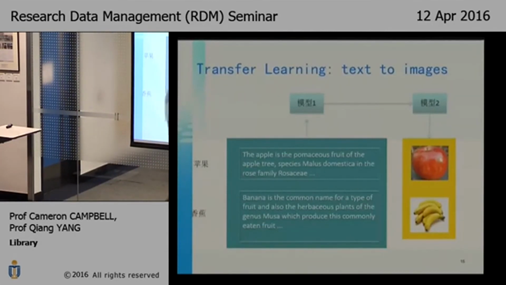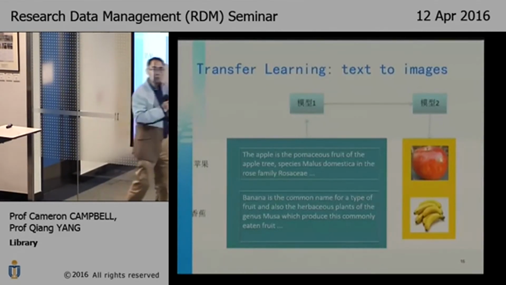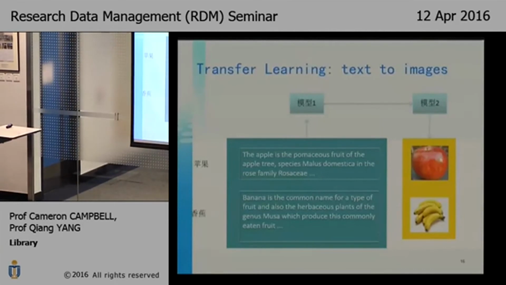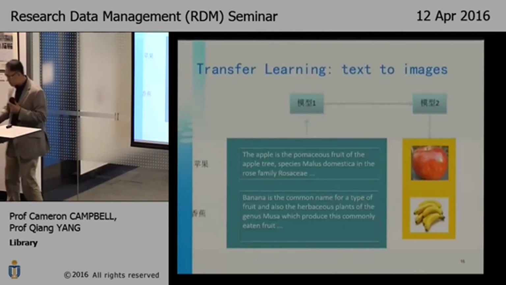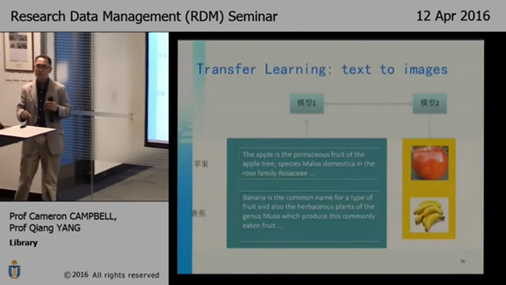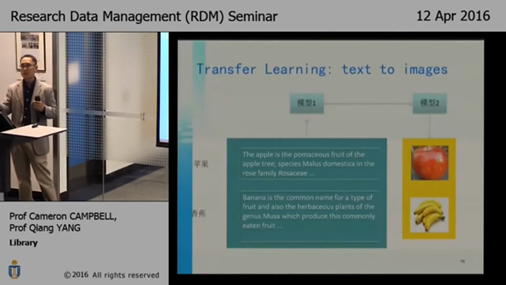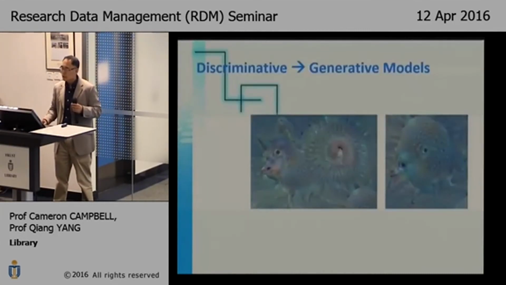So in other words, I ask the computer to read text, and then with that knowledge, recognize images. And it's fairly successful. So using this, we also generated computers that can automatically write poems from images or generate music from images.